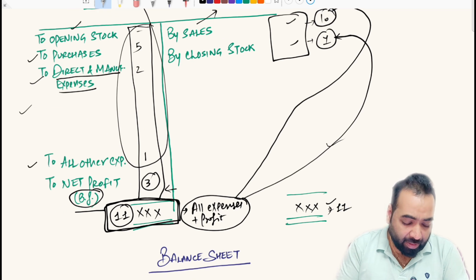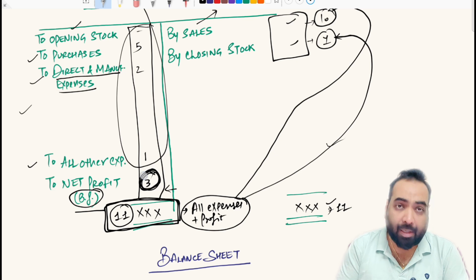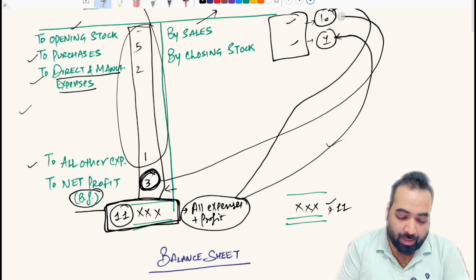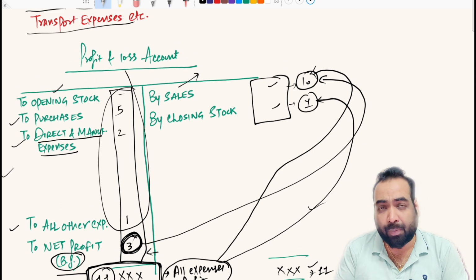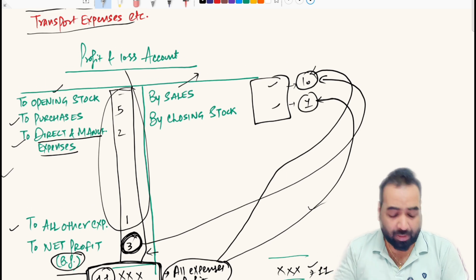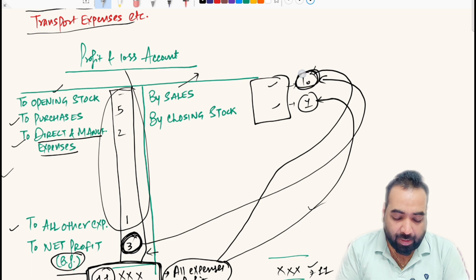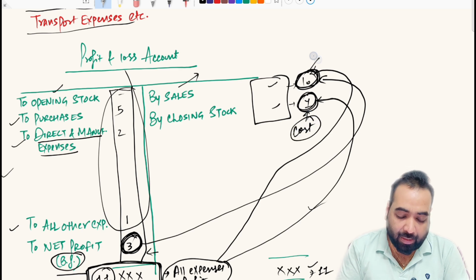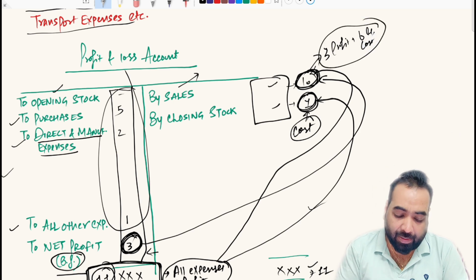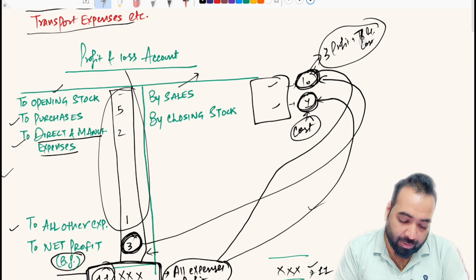And moreover, if we see this 3 rupee profit, it is included in the 10 rupees sales only, because whatever profit you generate, you generate by actually selling the goods. So this 3 rupees profit is included in this 10 rupees sales and not in this. So this amount is only a cost. Out of this 11 rupees, this represents 3 rupees profit and 7 rupees cost, and this represents only 1 rupee cost.